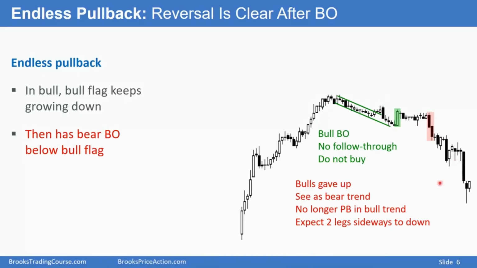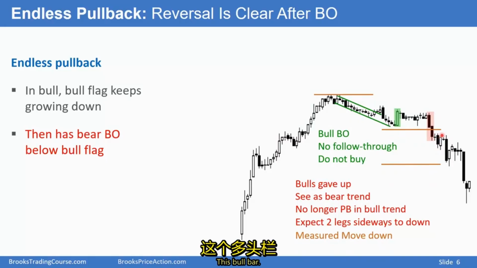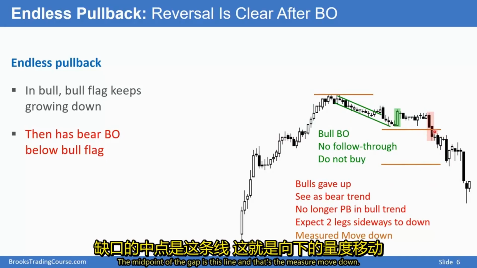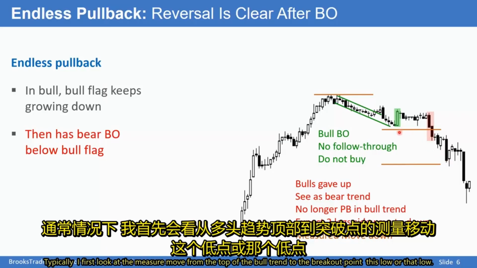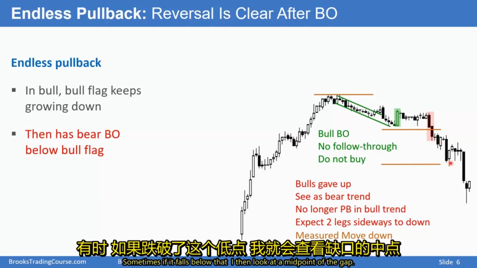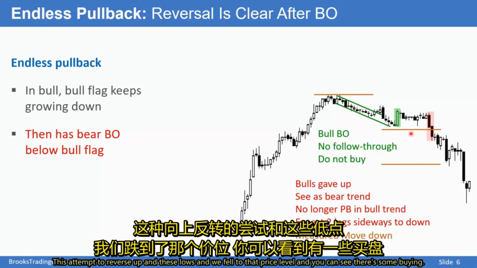And we got more than that. Pull back this bull bar. We have a gap. The midpoint of the gap is this line, and that's the measured move down. Typically, I first look at the measured move from the top of the bull trend to the breakout point, this low or that low. Sometimes if it falls below that, I then look at a midpoint of the gap, this attempt to reverse up and these lows. And we fell to that price level, and you can see there's some buying.